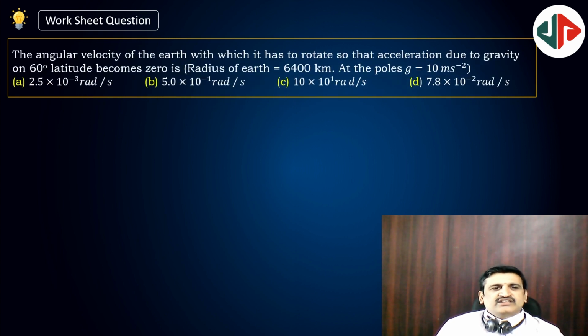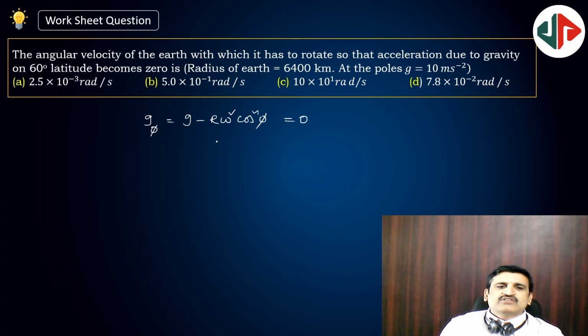What angular velocity must the earth rotate with so that the acceleration due to gravity at 60 degrees latitude will be 0? We have g_phi is equal to g minus R omega square cos square phi. If it is 0, what will omega be? g is equal to R omega square cos square 60. Cos 60 is 1 by 2, so cos square is 1 by 4, and 1 by 4 R omega square is equal to g. Now omega square is equal to 4g by R.